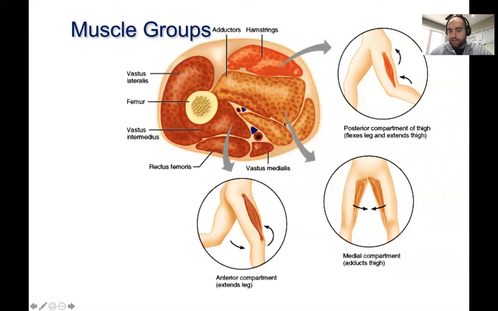Okay. And the last compartment of the thigh is the posterior compartment. And this comprises muscles that both flex the knee, so bend the knee, as well as extend the hip, or get that thigh moving backwards. And you guys are fully aware of the hamstrings. So those are the group of muscles that sit behind, or posterior to, the thigh. Okay, so those are the main compartments of the thigh.